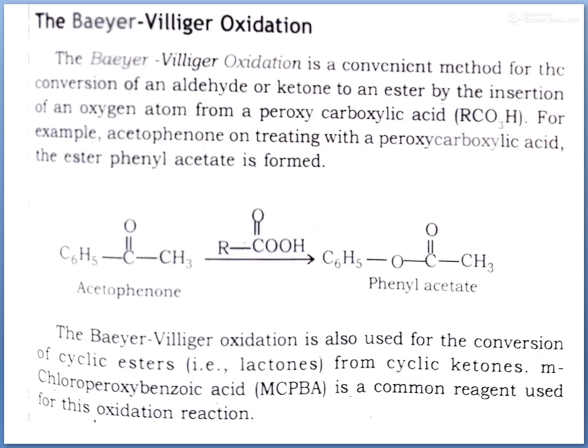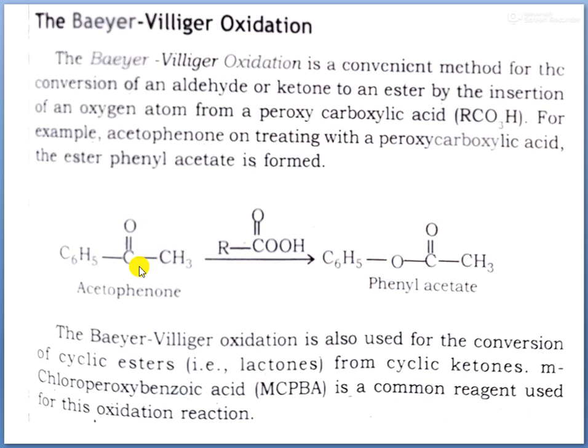Next reaction is the Baeyer-Villiger oxidation reaction. The Baeyer-Villiger oxidation reaction is also a very convenient method for the conversion of an aldehyde or a ketone to an ester. Here we take a peroxycarboxylic acid for this reaction. In the peroxycarboxylic acid, we know that there is a reactive oxygen. One of these oxygens will be inserted into the C–C bond in the carbonyl compound.